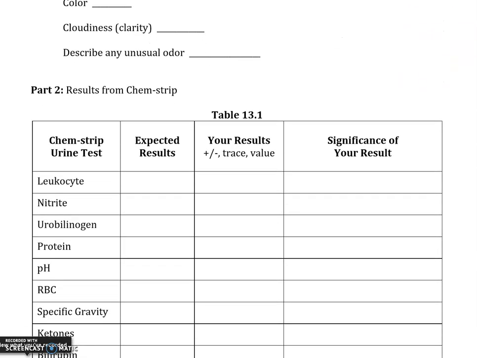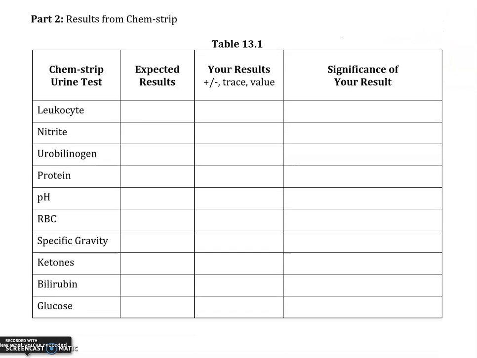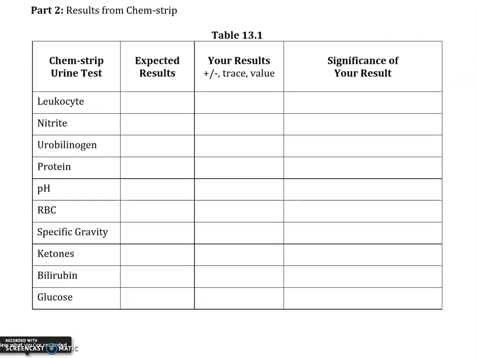Now, the results from the chem strip. So, expected results. You should not have leukocytes, white blood cells, in measurable amounts. A trace amount is okay. Nitrate depends on your diet a little bit, but if any, it should be very little. It's sometimes used as a preservative in things like beef jerky. Urobilinogen, a certain amount is normal.